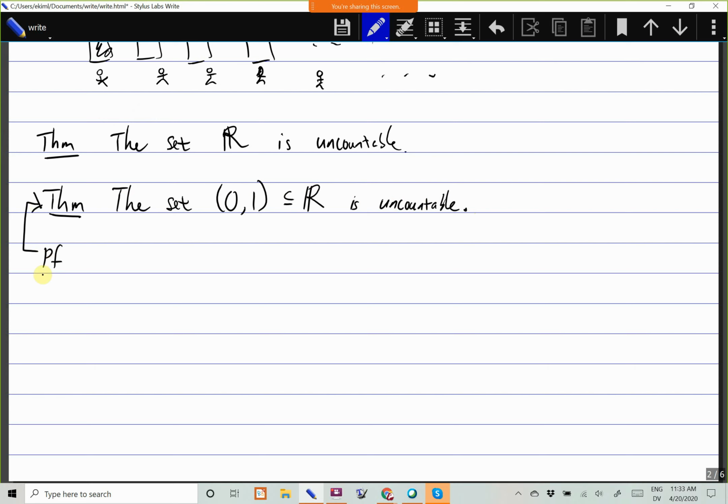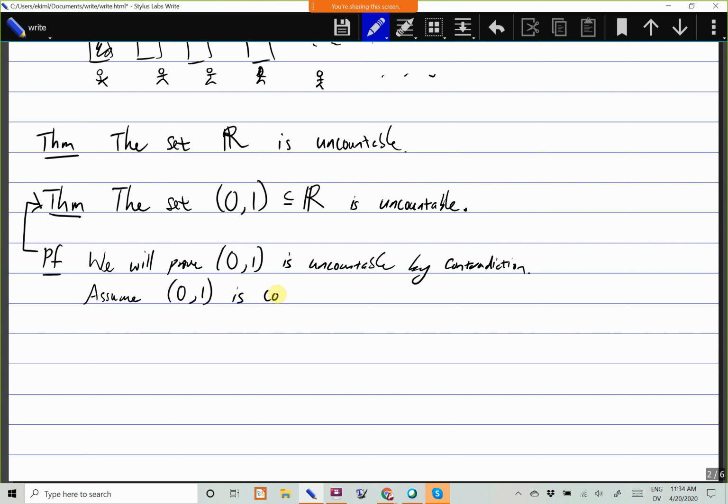to prove this is that we will prove that this set is uncountable by contradiction. It's not all that often we actually get to practice contradiction. So let's do that. So if we assume for contradiction that the set, we want to prove this is uncountable, so we will assume the negation of that, right? So assume that the set is countable.